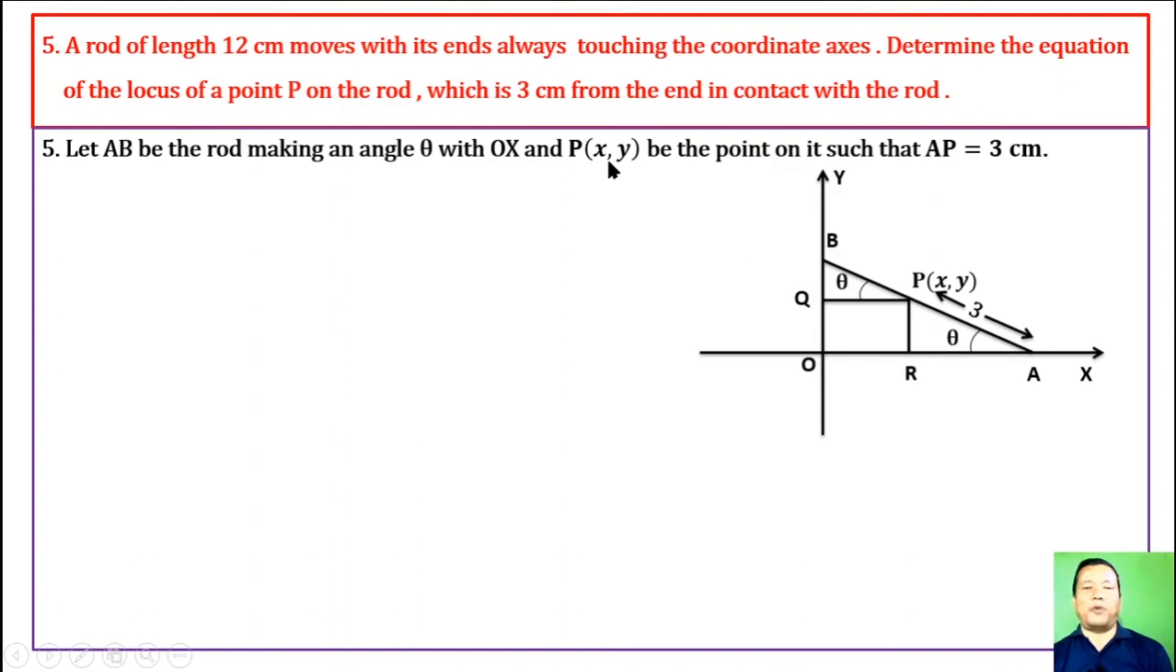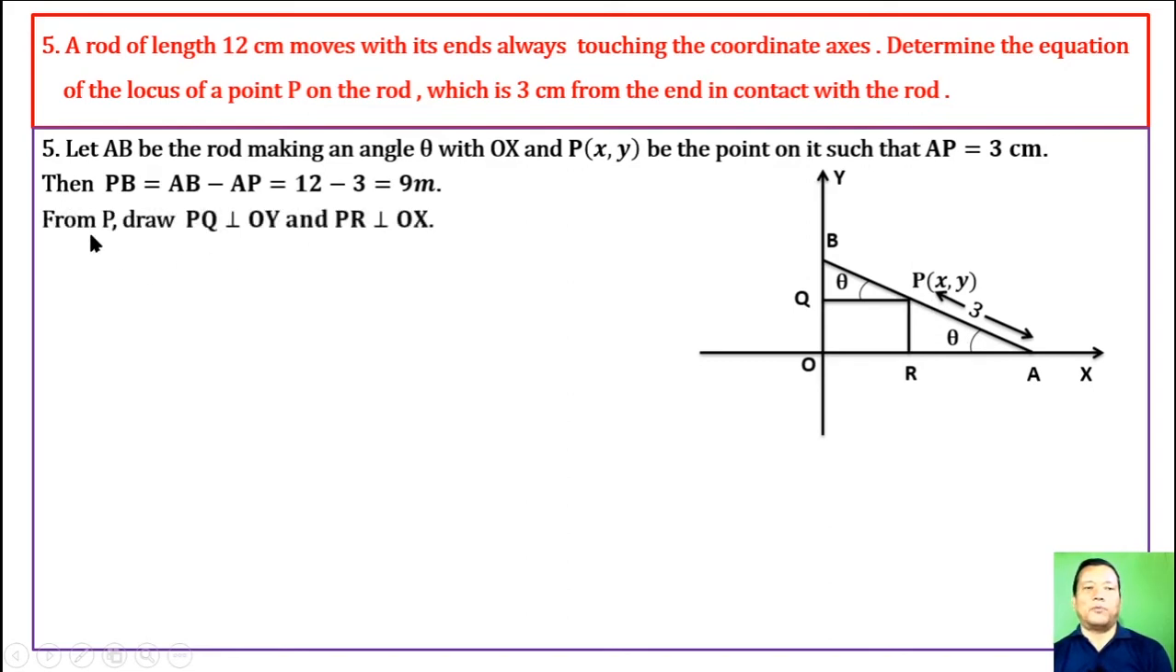Let P(x, y) be the point on it such that AP is equal to 3 cm. AB is the rod of 12 cm, touching the coordinate axis, and P is a point whose coordinates are (x, y) at a distance of 3 cm from the end A, and the angle BAO is taken as theta. Then PB is AB minus AP, that is 12 minus 3, that is 9 cm. From P draw PQ perpendicular to OY and PR perpendicular to OX.